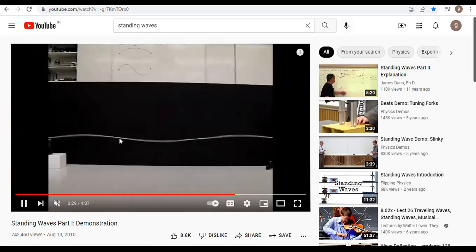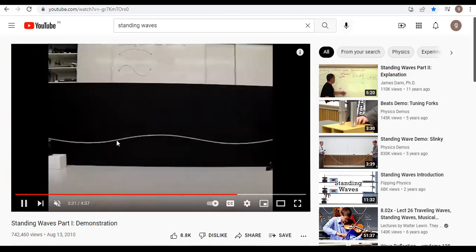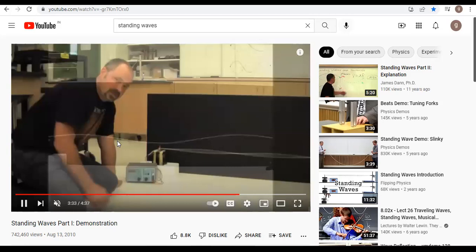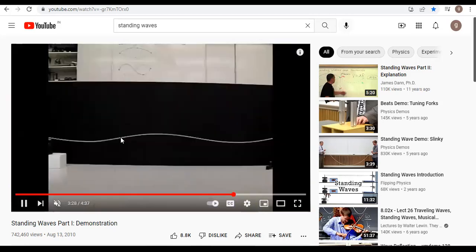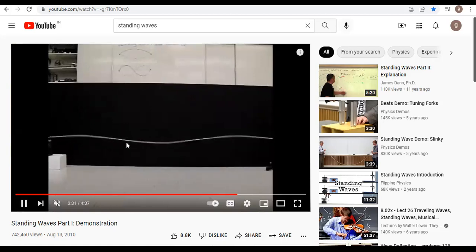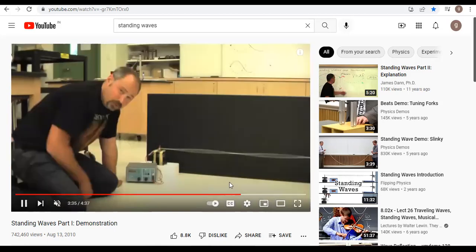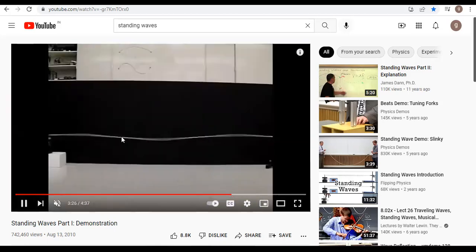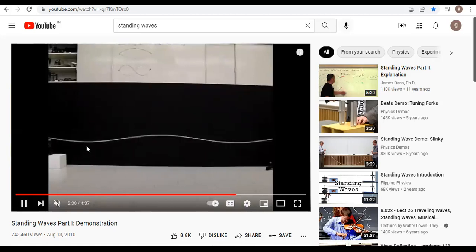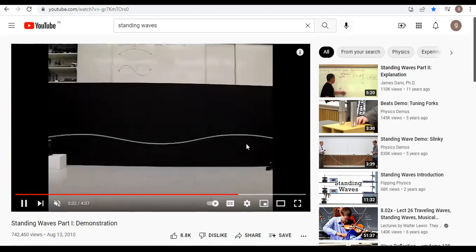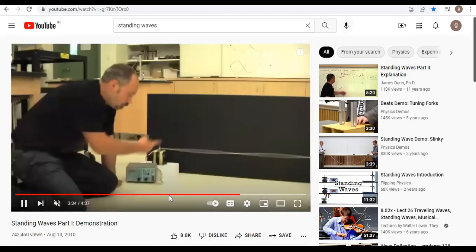So Kirtan, what you are saying is it is very similar to earlier, but in a progressive way, what happens is this point will also move up and down at a different instant. But here you see there is no movement at all, and that's why it's called a nodal point. And this point is moving maximum, so that's why it's called an antinodal point.